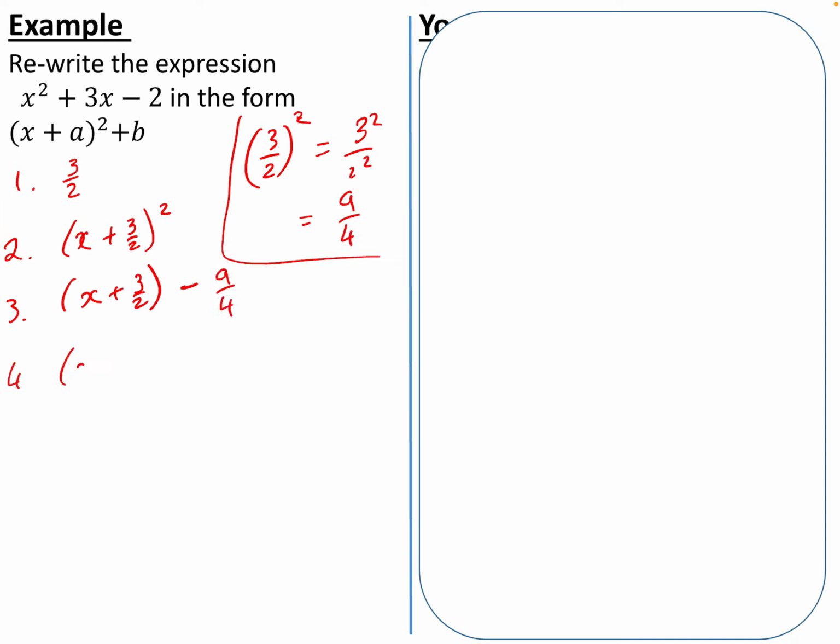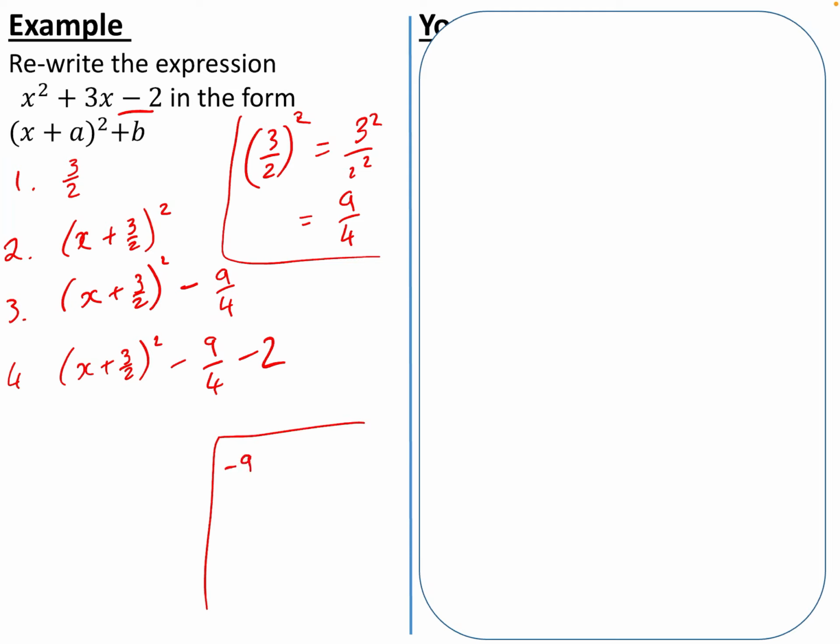And then step 4, I need to combine this end number in there as well. I would not leave it like this. I want to give this as a singular fraction at the end, because this is not fully simplified yet. So I'm going to do some more workings out down here.